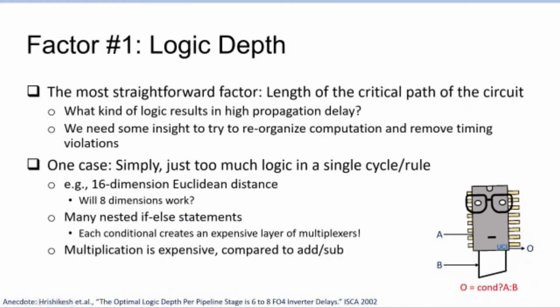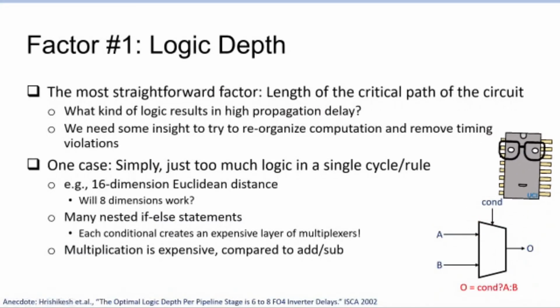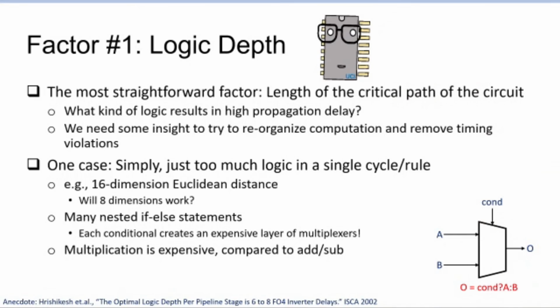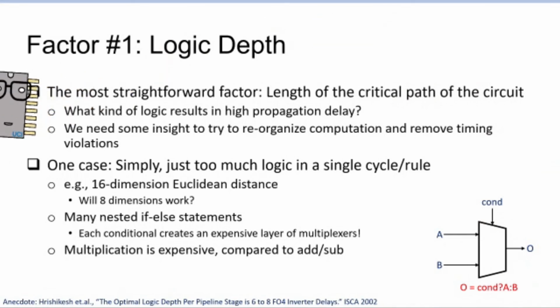There's a couple of factors that result in these timing issues. The first and most prominent one is the logic depth, the most straightforward factor, which is the length of the critical path of the circuit. For this, you have to at least have a feeling for what kind of logic results in high propagation delays, because we need some insight to reorganize computation to remove the timing violation. The most straightforward case is simply too much logic in a single cycle or a rule.